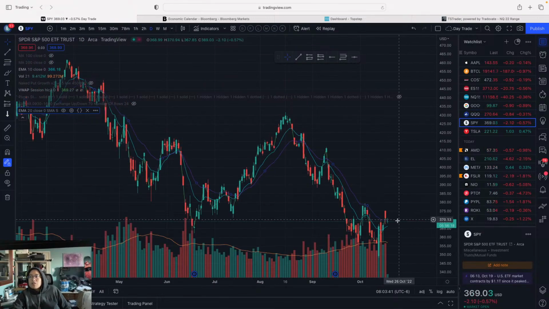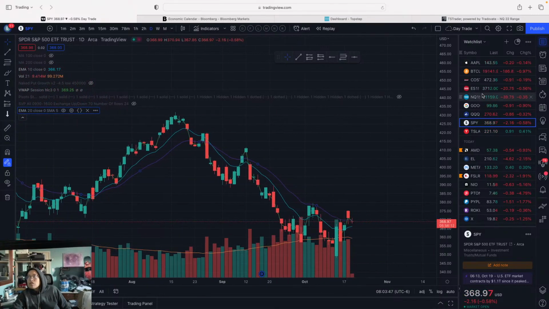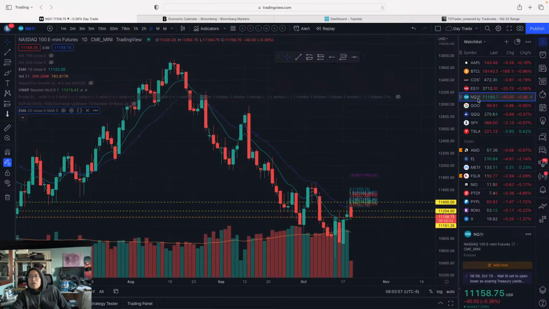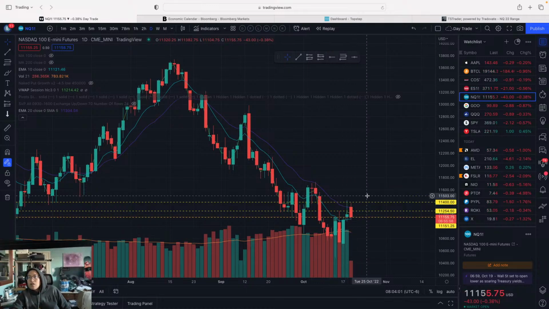SPY, probably a similar thing. It is above the 20, right? And now it is below. But could it go back up? It could, really, but it could also hit the 10. I feel like the QQQ might have a better position in terms of getting a little bounce here.